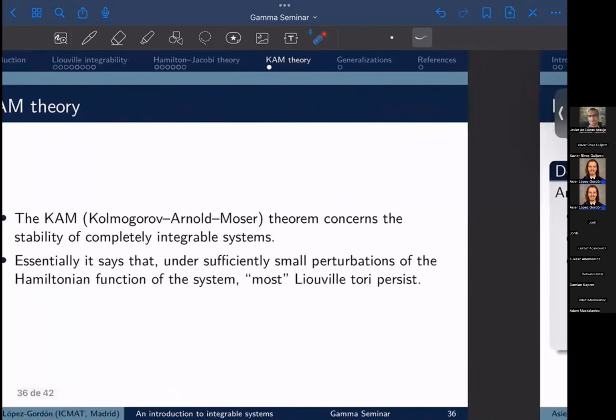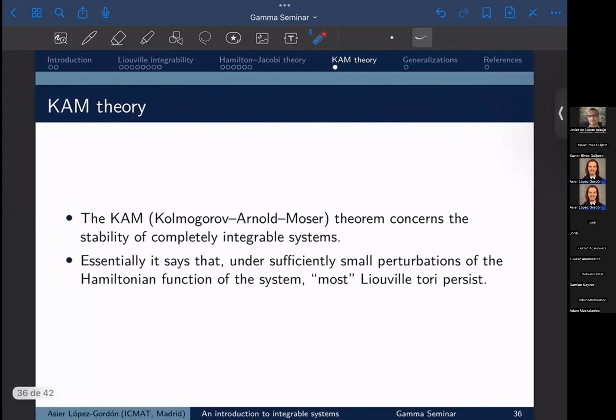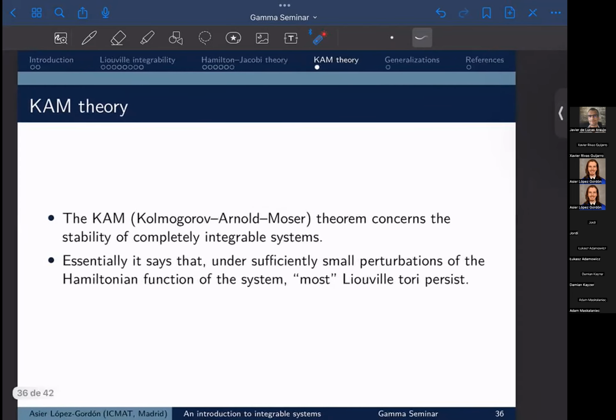Okay, well, I will not mention the theorem explicitly, but just for you to know, Kolmogorov-Arnold-Moser theory is basically combining the Liouville-Arnold theorem with perturbations. So it's studying how we can perturb a completely integrable system in such a way that we still have a diffeomorphism relating the invariant tori with some new tori. Very briefly and roughly, this is the idea.